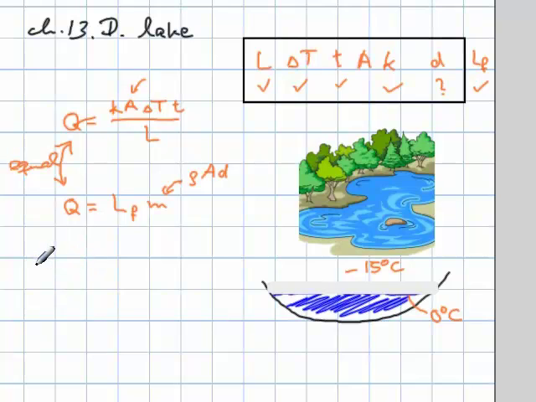So setting these equal is going to look like this: K A delta T divided by L. This is the thickness of the ice sheet, while the L_F here is the latent heat of fusion, and then times the mass, which by now is the density of water times the area times the thickness of the new ice.